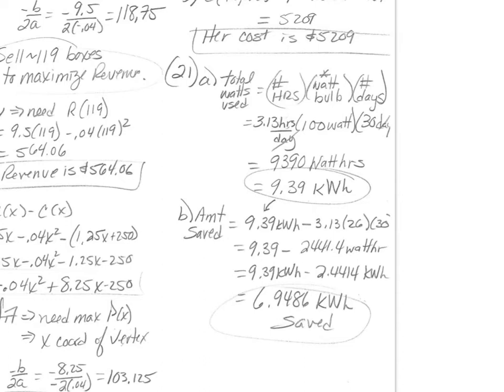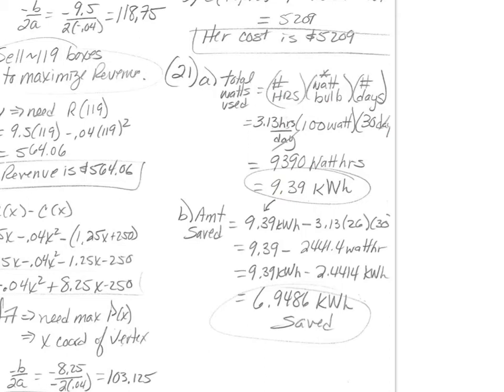much electricity in kilowatt hours do these bulbs use over the course of an average month? And they're telling you to use 30 days. So they're telling us 3.3 hours per day, 100-watt light bulb, 30 days. The days divide out, so we get watt hours, 9390. We want to convert that to kilowatt hours, which is 9.39.